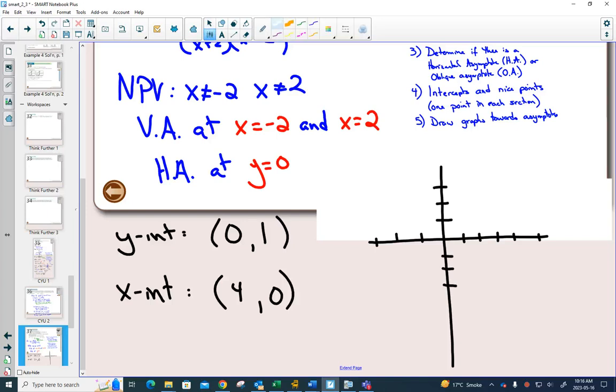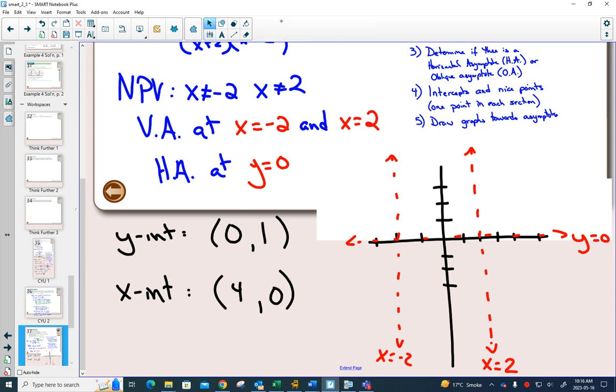So we can add our asymptotes. We have one at y equals 0, one at x equals negative 2, and at x equals positive 2. We can add our y-intercept at (0, 1), and our x-intercept at (4, 0). And once again, we have our x-intercept on the horizontal asymptote.